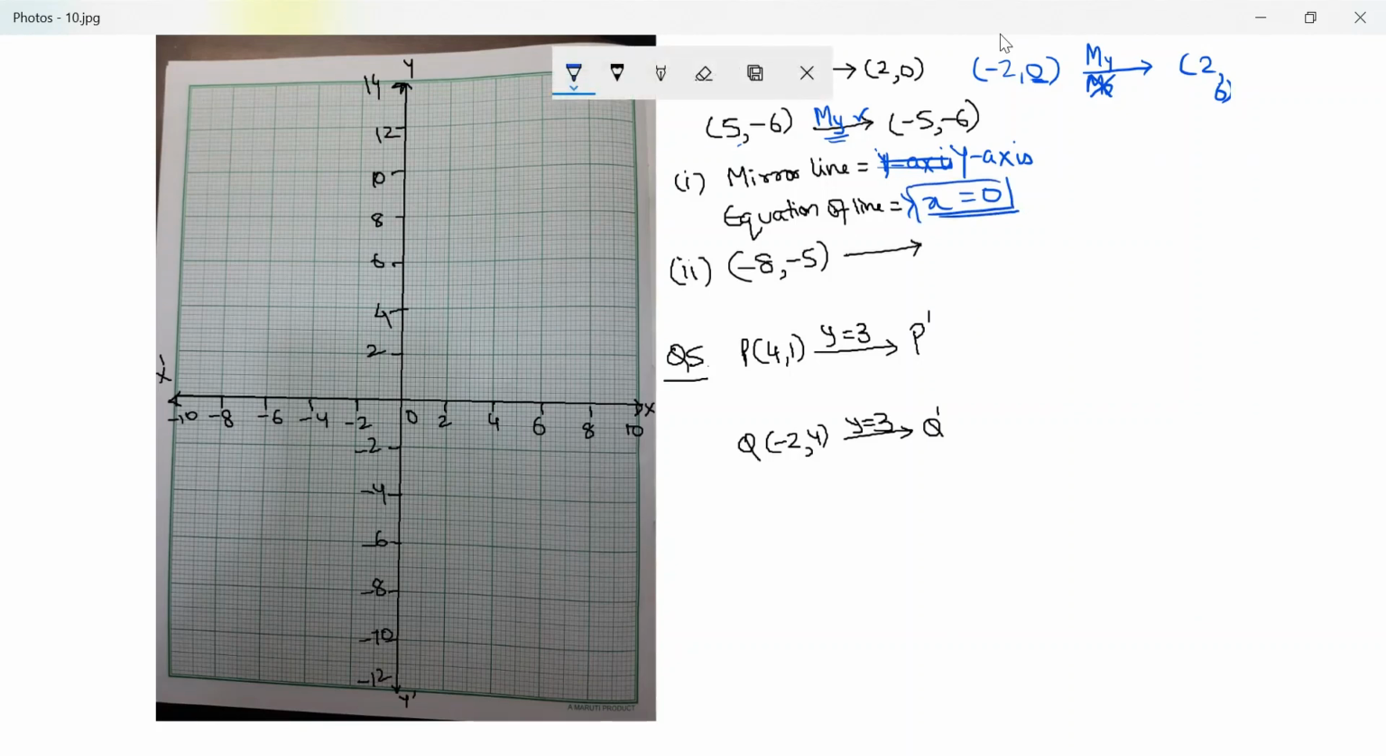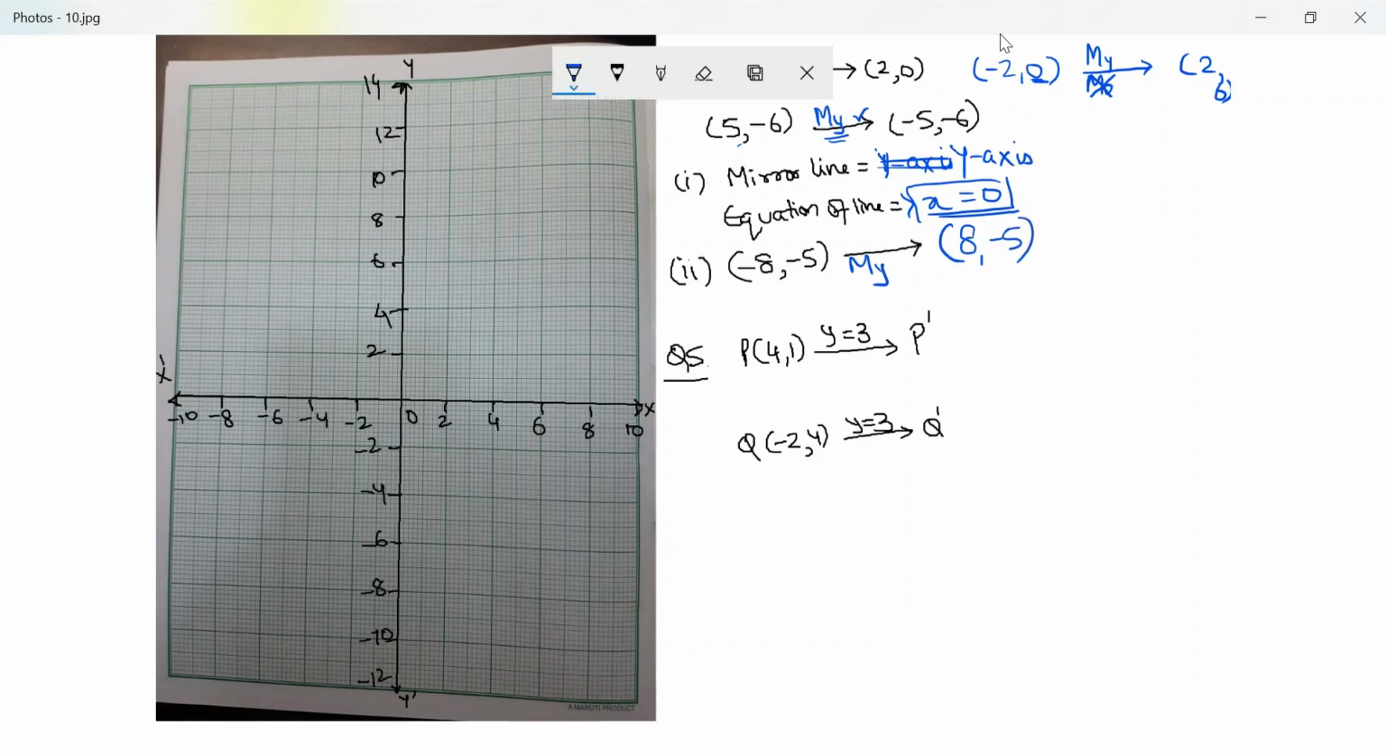Next, state the coordinates of the image of negative 8 comma negative 5 in the mirror line. So negative 8 comma negative 5 in the mirror line. The mirror line here is the y axis. So here the sign of the x coordinate will change, which means it will become 8, negative 5.